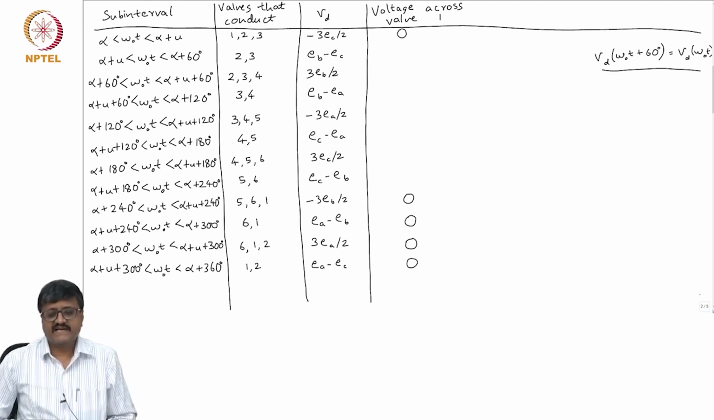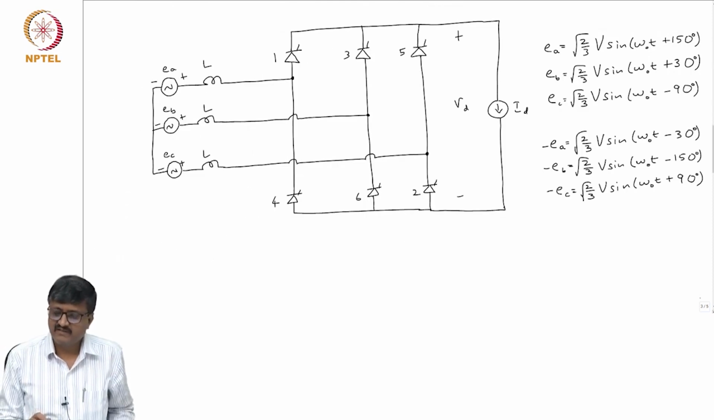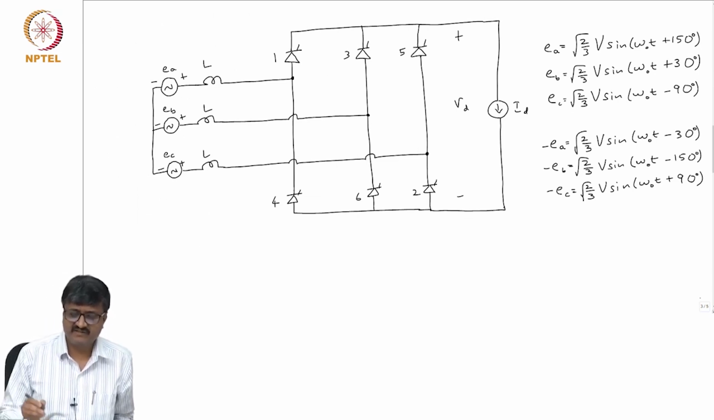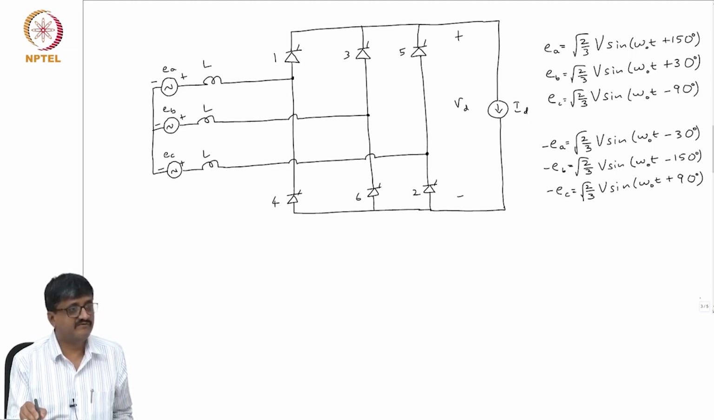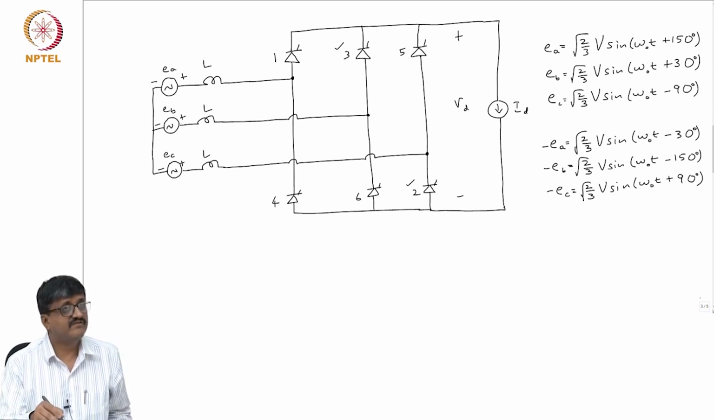Now, let us come to the second subinterval, alpha plus u to alpha plus 60 degrees, where valves 2 and 3 are conducting. What is the expression for the voltage across valve 1? It is EA minus EB. There is no current through the inductance connected in series with EA, so the positive terminal of EA is at the same potential as the anode of valve 1. Since 2 and 3 are conducting, the cathode of valve 1 is the same as the positive terminal of EB. So, the voltage across valve 1 is EA minus EB.